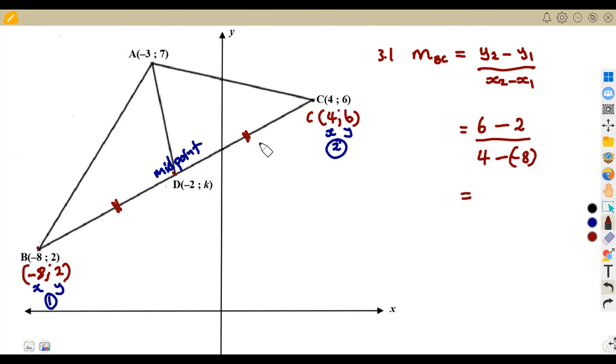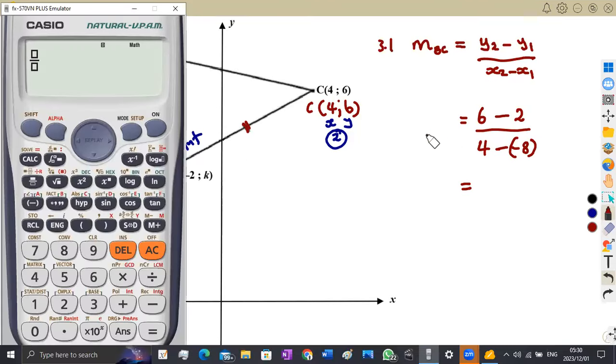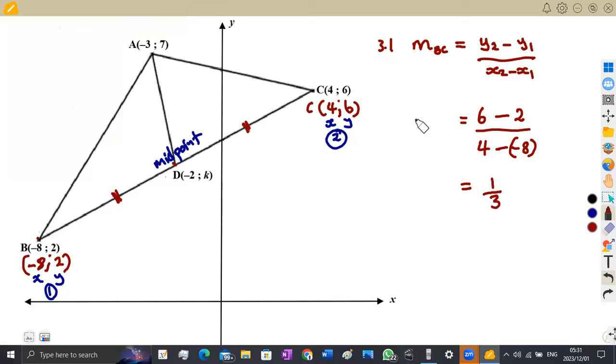Which you can just simplify on your calculator, this gradient. Okay, so that is how you can attempt these questions. Let us just simplify this on our calculator. That's 6 minus 2 over 4 minus minus 8, which gives us a plus. You can even just write it as 4 minus, open a bracket, then minus 8 like this. So this is going to give us 1 over 3. So this is the gradient of the line BC.